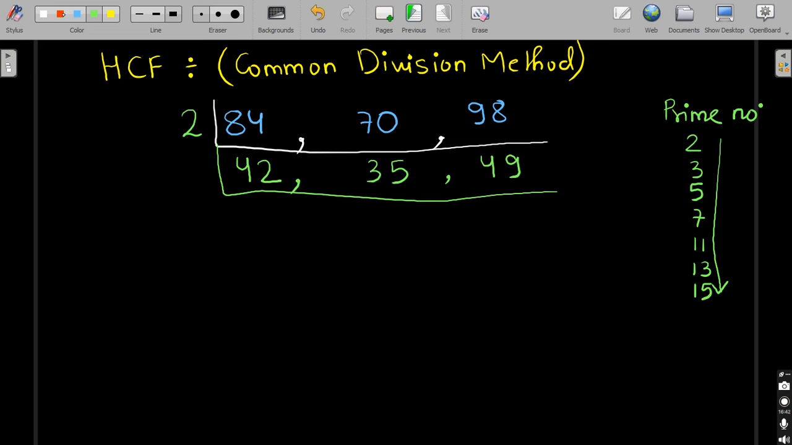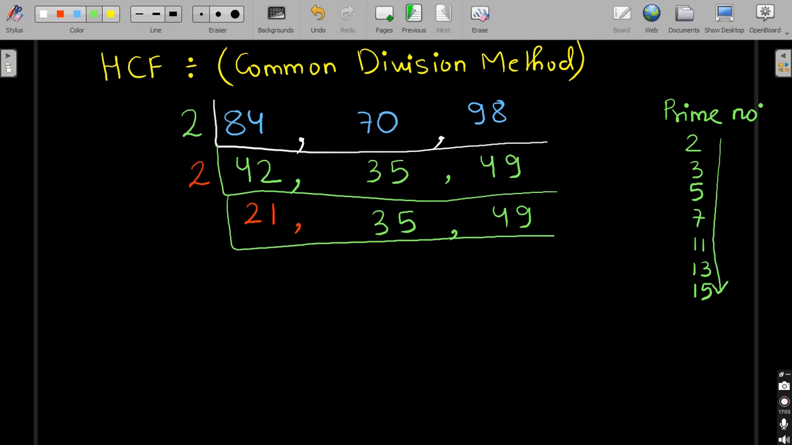Now let us move to the next. Now next again I will apply 2, because 2 I can divide 42. 2 2s are 4, 2 1s are 2. Next 35, am I able to divide? No, I can't divide, because 35 will come as it is. Now after that, next 49, can I divide? No, 49 also I can't divide.